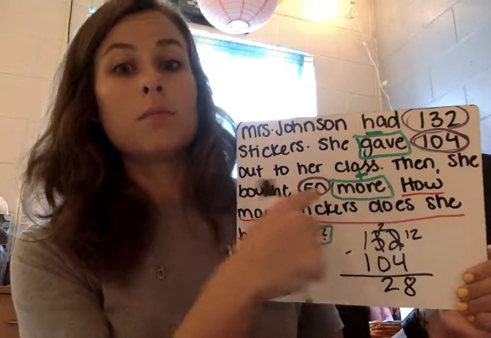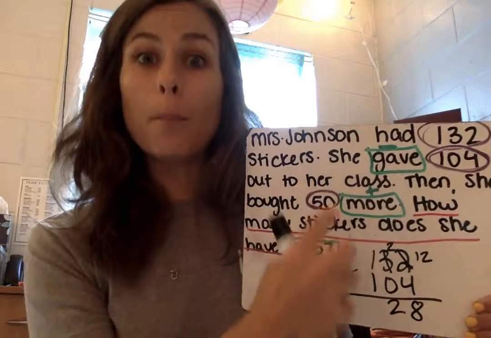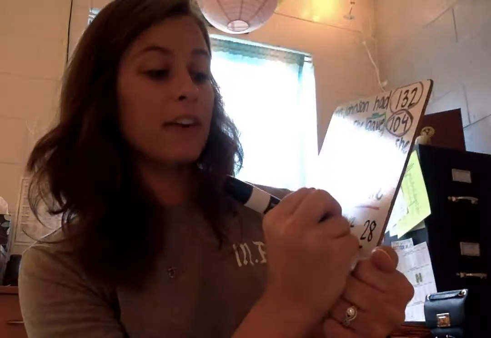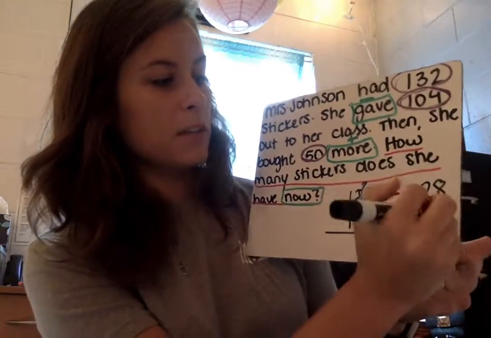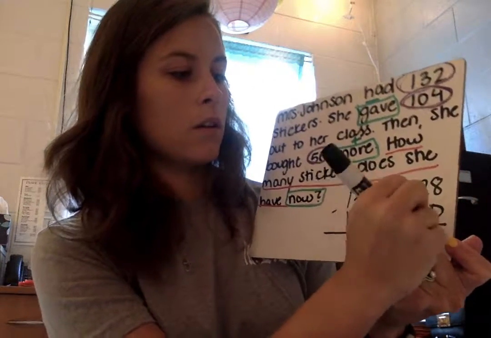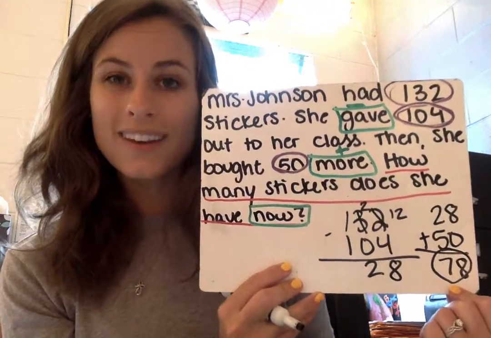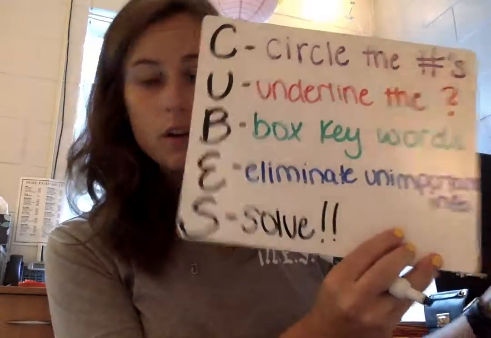Why? Because then she went out and bought more. Okay, so I solved my first step, but now it says that she went out and she bought 50 more. So now we need to take this number, 28, and we need to add 50 to it. Okay, so 28 plus 50, 8 plus 0 is 8, 2 plus 5 is 7. So how many stickers does she have now? Our answer should be 78. Okay, so again, as we're doing this, we use this strategy: circle, underline, box, eliminate, and then solve. And that helps our problem be a little bit easier to look at.